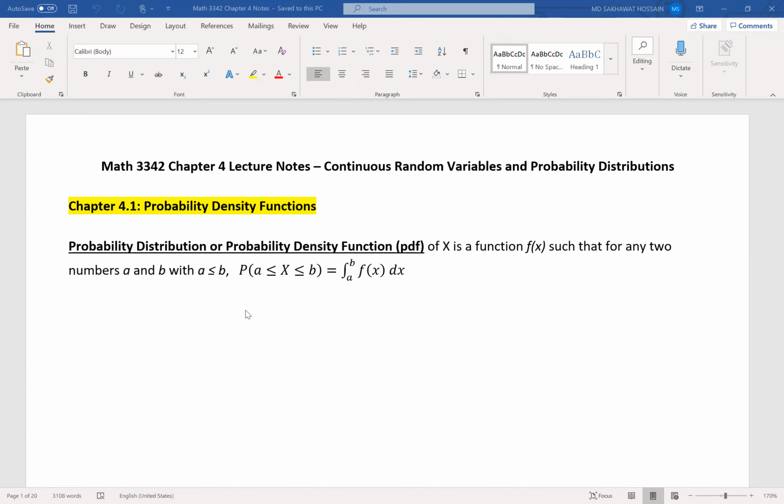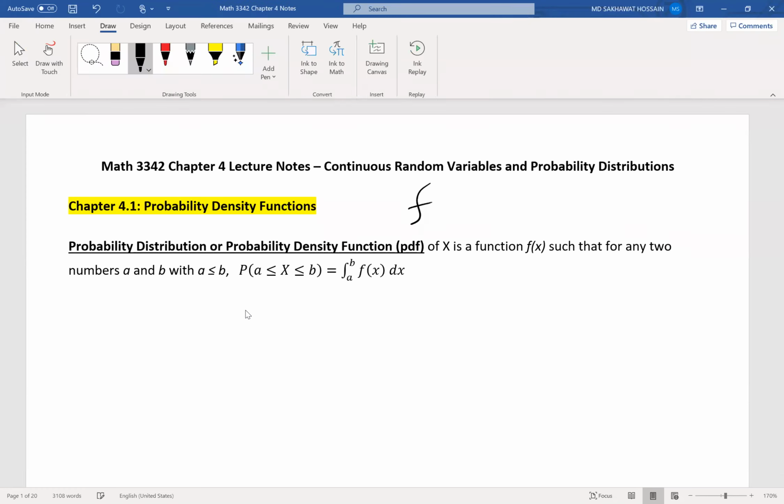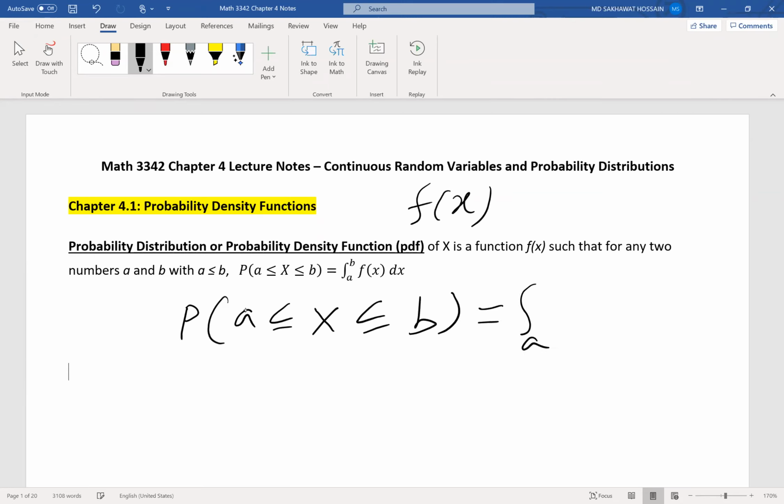So the probability function for a discrete random variable is the probability mass function, and for a continuous random variable it is called the probability density function. The probability density function is usually denoted by f of x. If we want to find the probability that x is between two numbers a and b, then this probability is the integral of f of x from a to b.